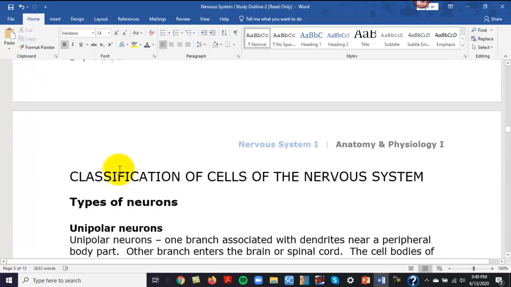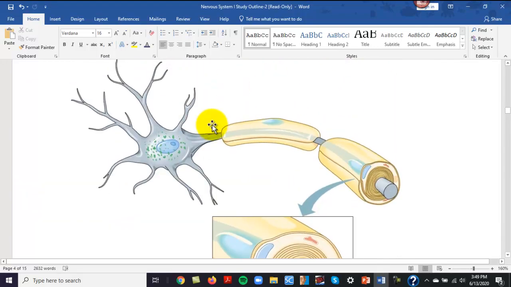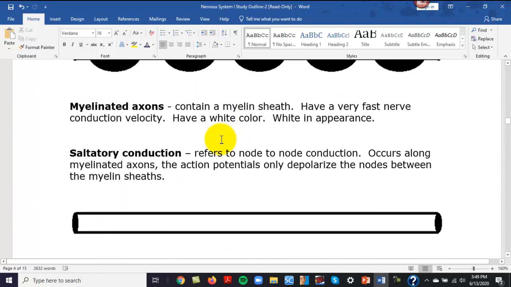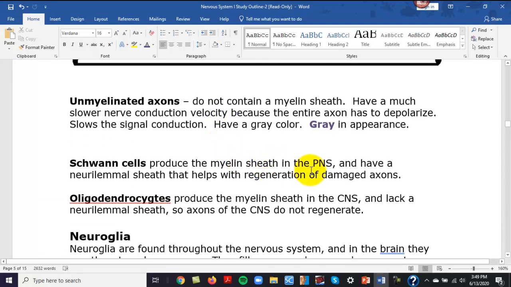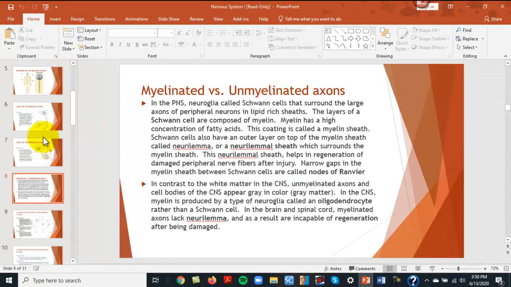Now, Schwann cells, which are these. This is a Schwann cell. They produce the myelin sheath in the peripheral nervous system. And the neurolemmal sheath helps with regeneration of damaged axons. This is a cool word: oligodendrocytes produce the myelin sheath in the central nervous system. In other words, in the brain and spinal cord. And I'll show you those in a second.